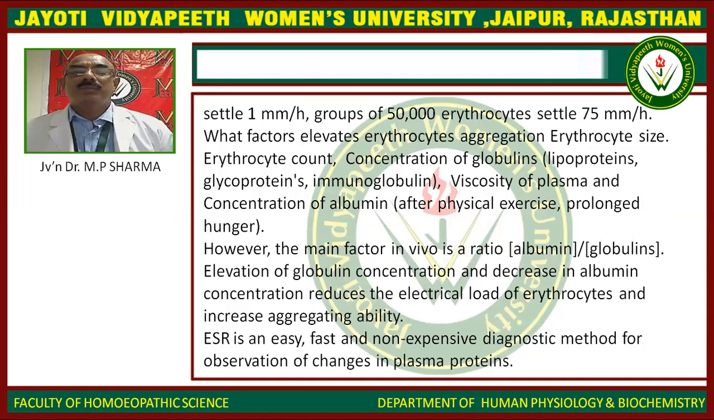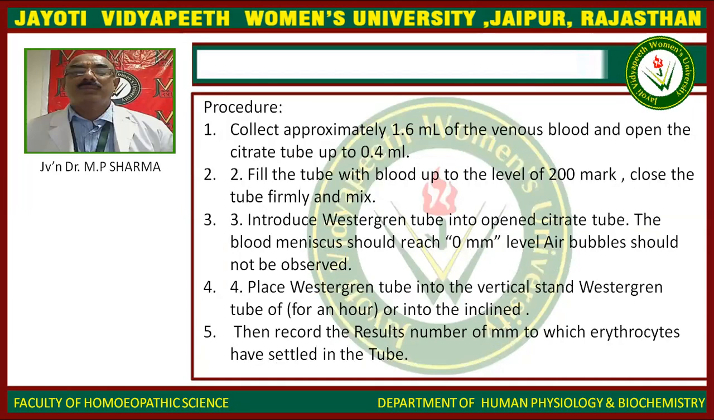However, the main factor in vivo is the ratio: elevation of globulin concentration and decrease in albumin concentration reduces the electrical charge of the erythrocyte and increases aggregation ability. ESR is an easy, fast, and inexpensive diagnostic method for observation of change in plasma protein.